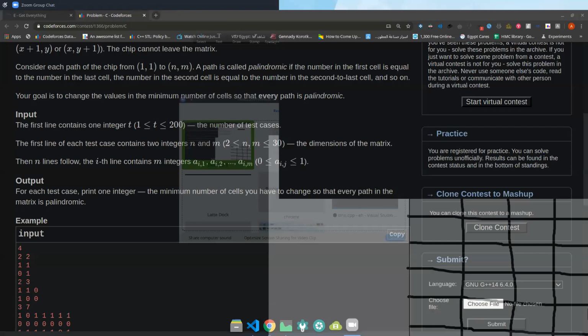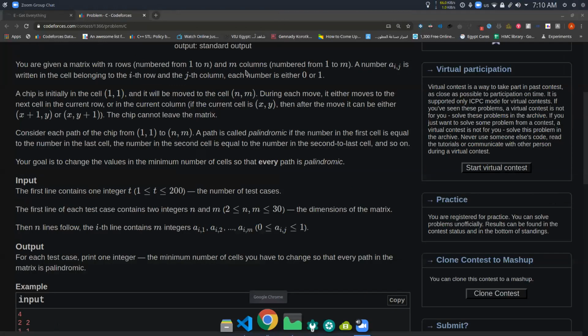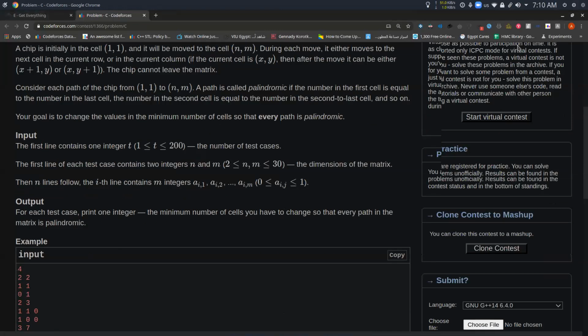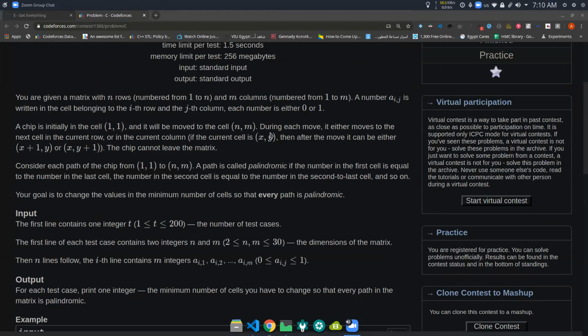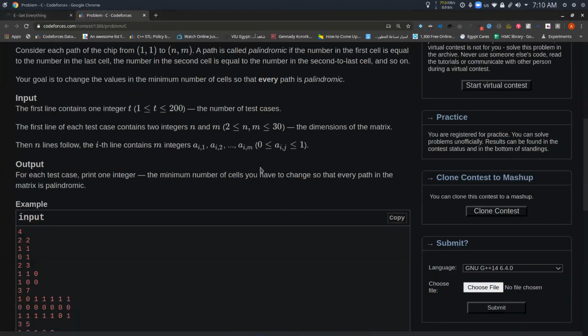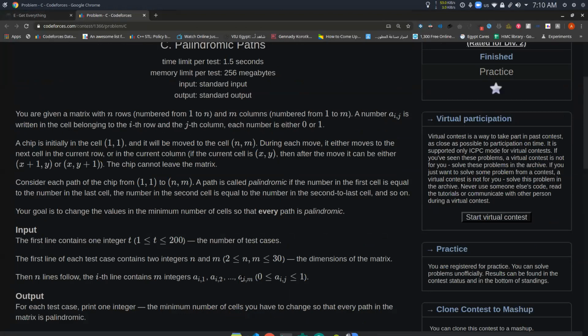Okay, I understood the problem, but I didn't understand the input that is given in the question. Okay, I'll explain it now. So the problem gives us T, the number of test cases, and N and M. It gives us a matrix of size N times M, that means a matrix with N rows and M columns.